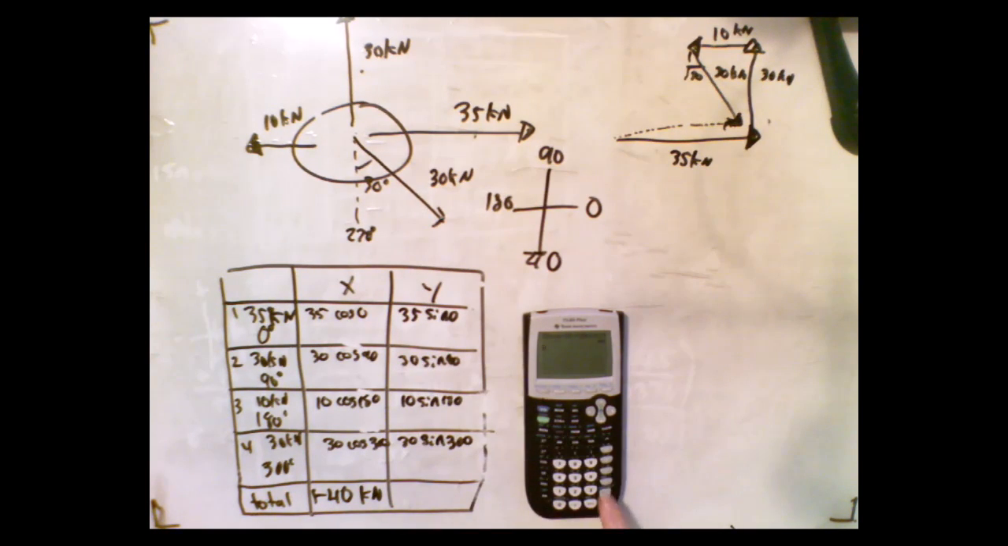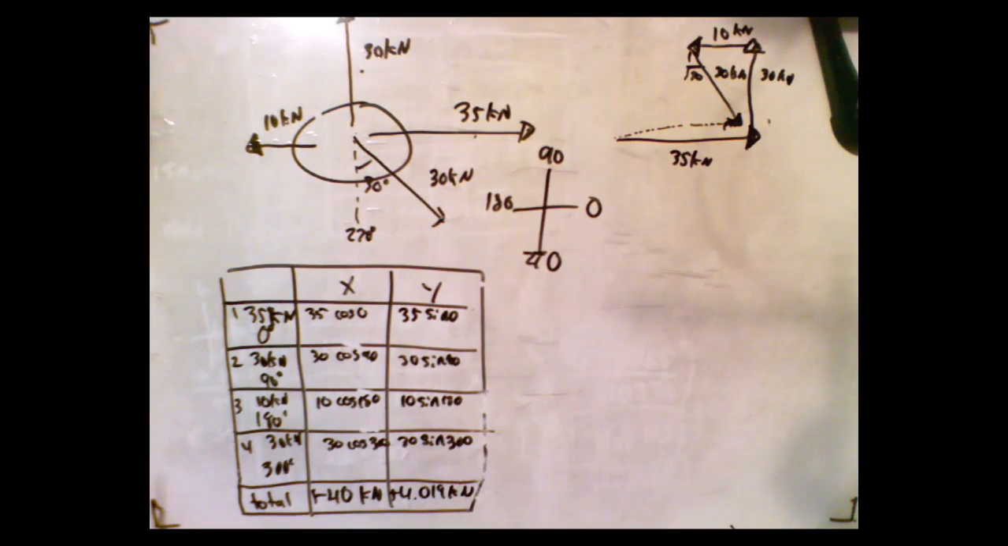Push second enter, switch all my coses to sines, sine, sine, and sine. And I end up getting 4.019 kilonewtons, also positive.